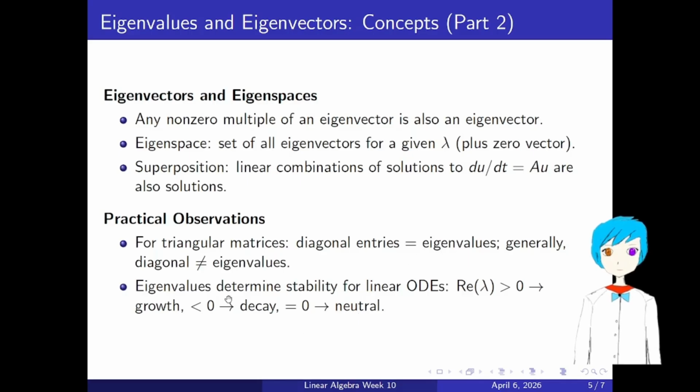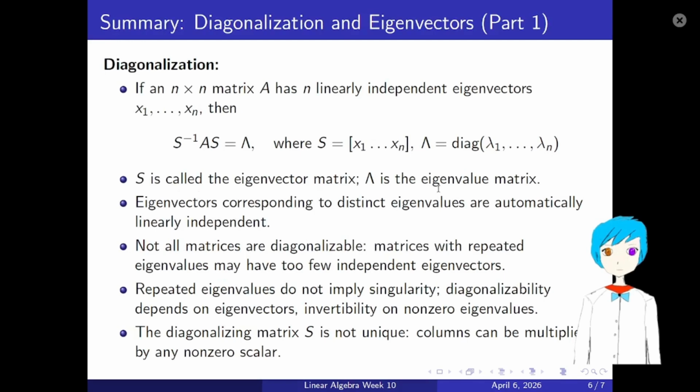Also, we can use the eigenvalues to determine stability for linear ODEs. Of course, this is a topic for an ODE course. Using the eigenvalues and eigenvectors, we can diagonalize a matrix. If an n by n matrix A has n linearly independent eigenvectors, then it can be diagonalized as S inverse AS equals Lambda, where S is the eigenvector matrix and Lambda is the eigenvalue matrix.